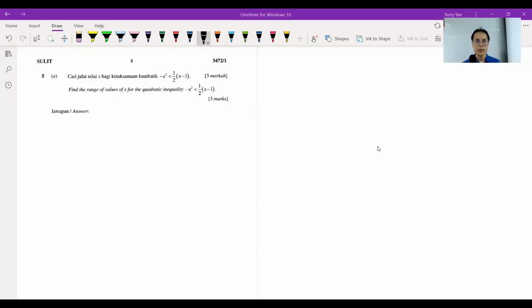All right, next question. This is from the chapter Persamaan Kuadratik, chapter 2, form 4. Cari julat nilai x bagi ketaksamaan kuadratik. Negative x square less than half x minus 1. So number 1, I'll multiply by 2, over negative 2x square less than x minus 1. So rearrange, bring to the right-hand side, 2x square plus x minus 1. This is more than 0.